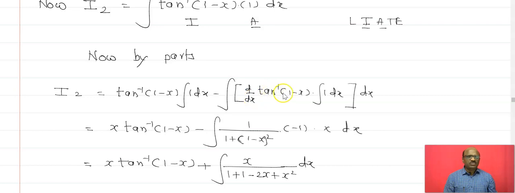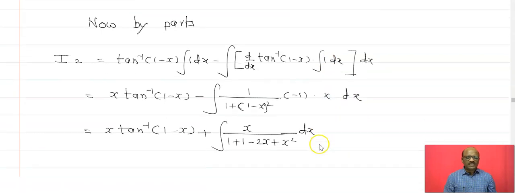What's the derivative of tan inverse of 1 minus x? That is 1 upon 1 plus in bracket 1 minus x bracket square into derivative of 1 minus x. The derivative of 1 is 0 and of minus x is minus 1, into integral of 1 is x, bracket complete, into dx. And therefore x tan inverse of in bracket 1 minus x. And now this minus and minus will become plus integral x upon.